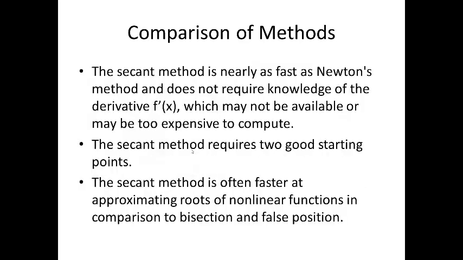Finally, the secant method. It's nearly as fast as Newton's method, and you don't need to have knowledge of the derivative. It may or may not be available, or it may be too expensive to compute, so this is good for avoiding the calculation of the derivative. It does require us to have two good starting points, and it's often faster at approximating roots of nonlinear functions in comparison to bisection and false position.